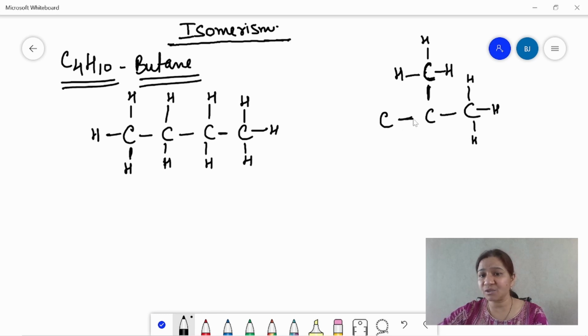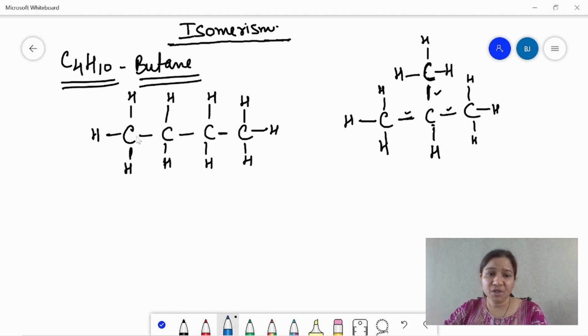Similarly, this carbon is attached with 1 bond, so 3 more bonds are required and these valencies will be satisfied by hydrogen. And similarly here, look at this carbon, it is attached with 1, 2, 3 bonds, right? So one more hydrogen is required. If you see this structure carefully, check how many carbons we use in this structure. We use 1, 2, 3, 4 carbon, right? And how many hydrogen? 1, 2, 3, 4, 5, 6, 7, 8, 9, 10. So C4H10, right?